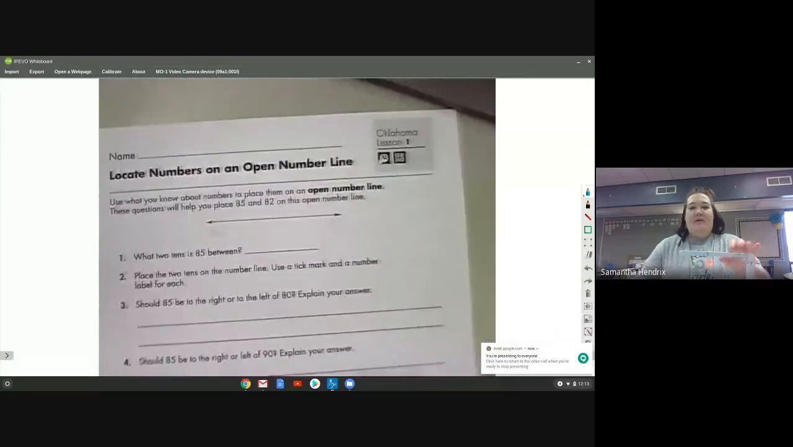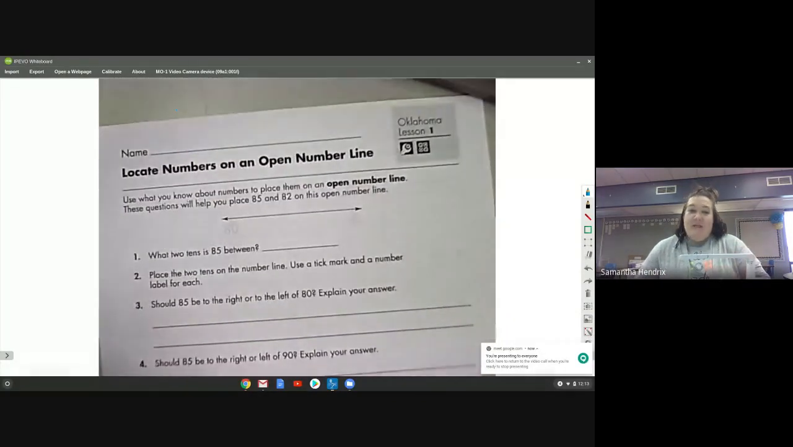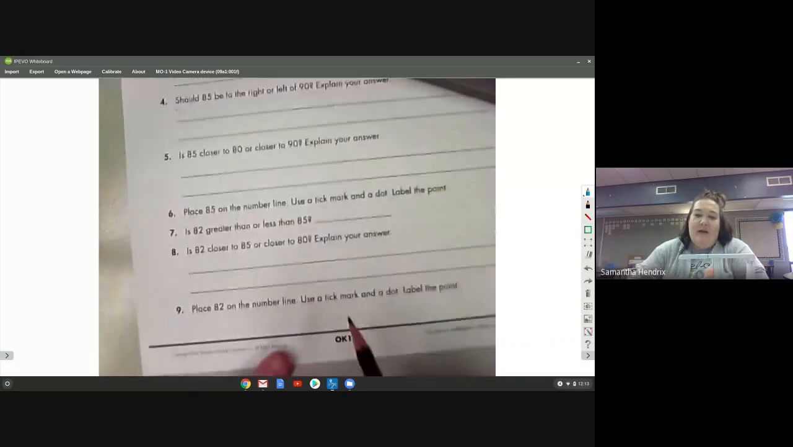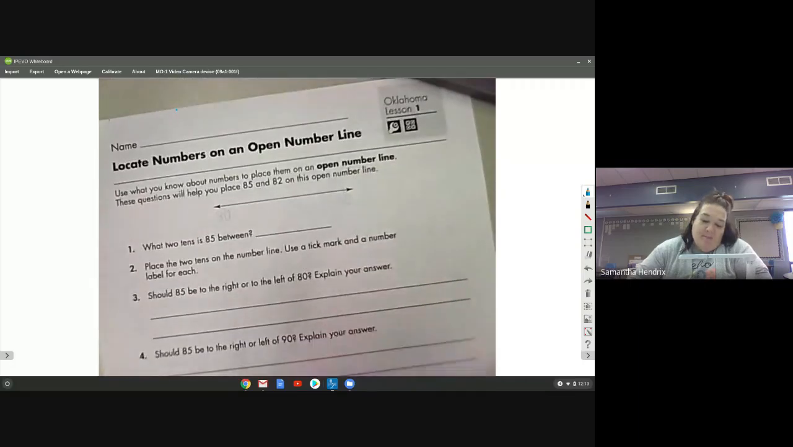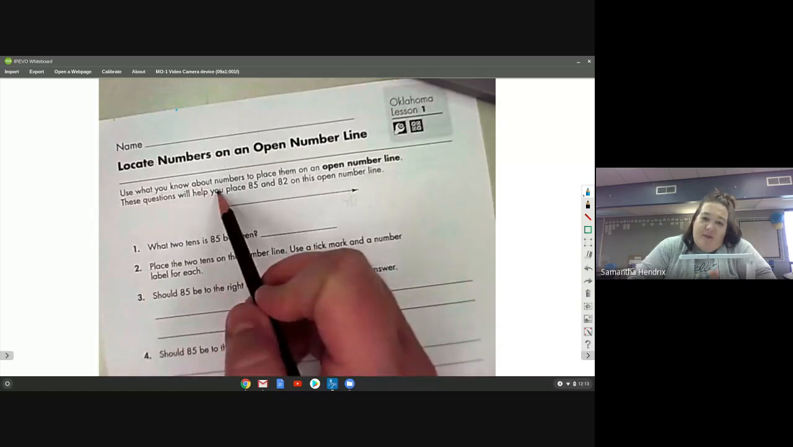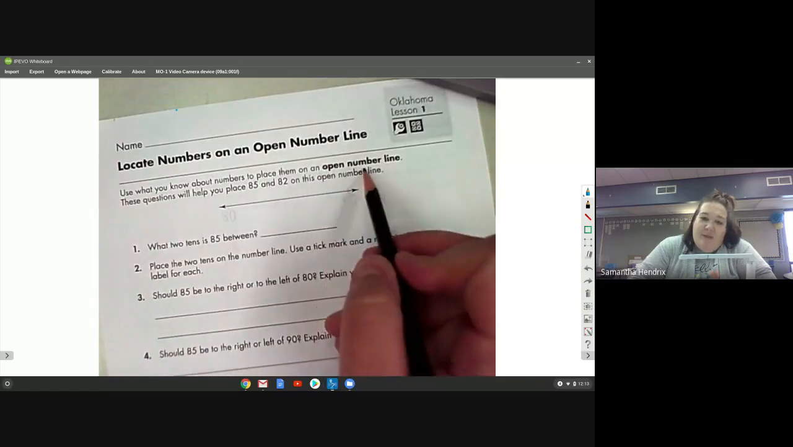Okay, guys, you need your Oklahoma book. We're doing lesson 1. That is page OK 1. Okay. So, use what you know about numbers to place them on an open number line.